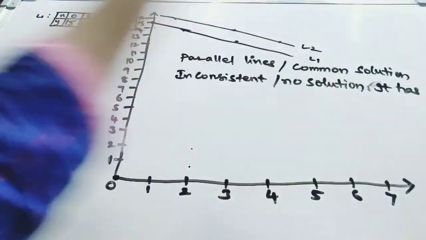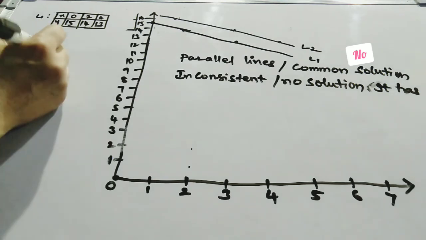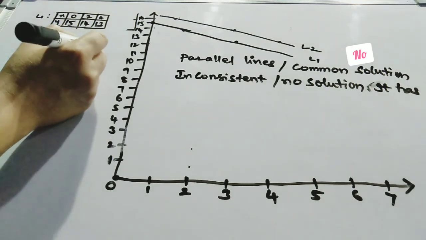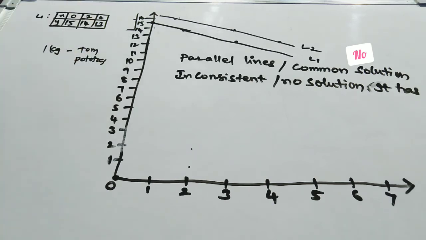Just go back to the problem, where we said 1 kg tomato, 1 kg potato. Daily, do you see the same price? The price differs from today to tomorrow. So you will not get any common solution because the solution changes. So it is a parallel line, and it is also called inconsistent.